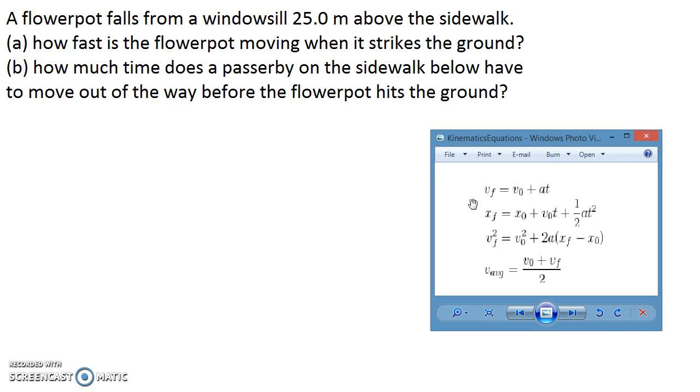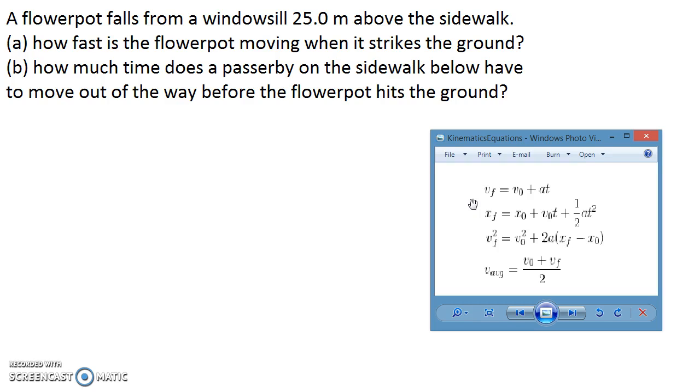We have the final velocity. That's good. That's what we want. The initial velocity, we know that's 0 because it was initially at rest. We have the acceleration. Well, we know that. That's gravity acceleration, so we have 9.8. And we know the distance between the final and the initial position, which is about 25 meters, because really that's only the distance between the sidewalk and the windowsill. So this does appear to be the correct formula to use.